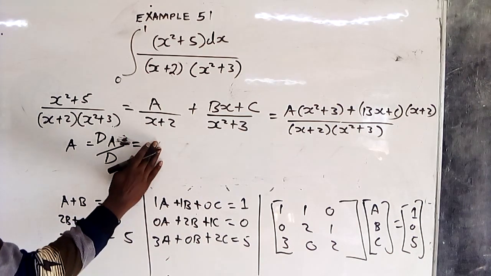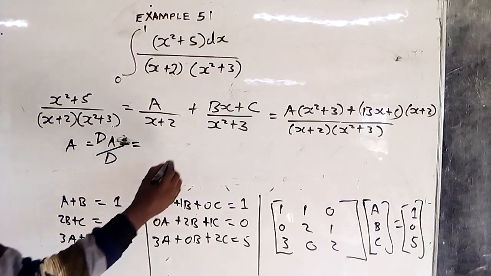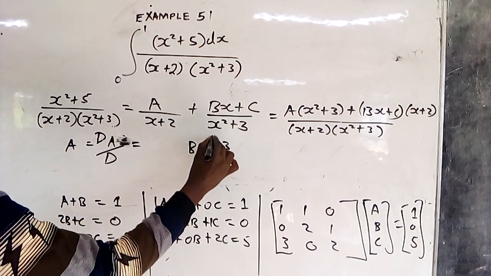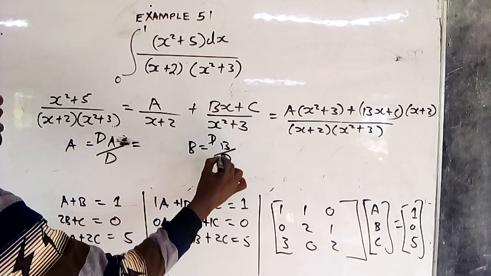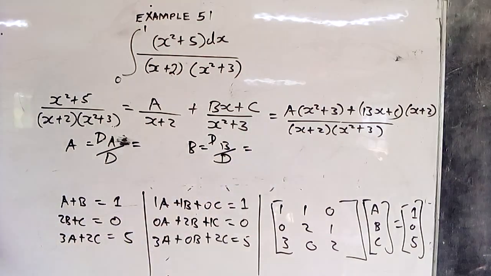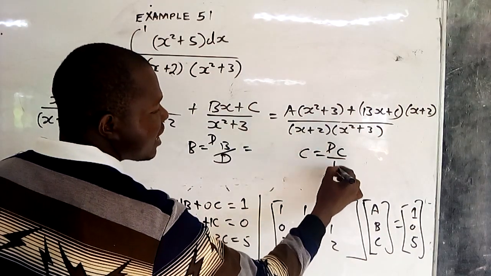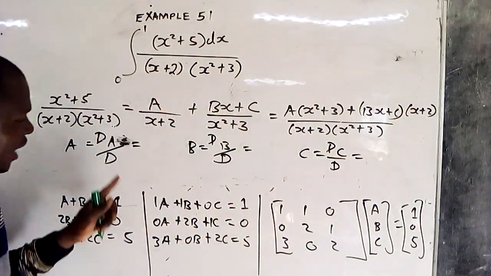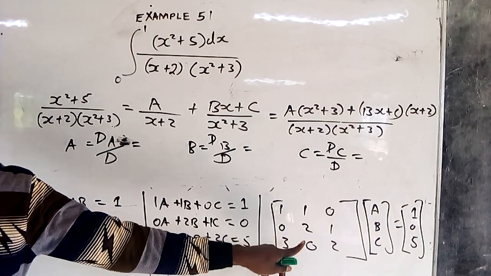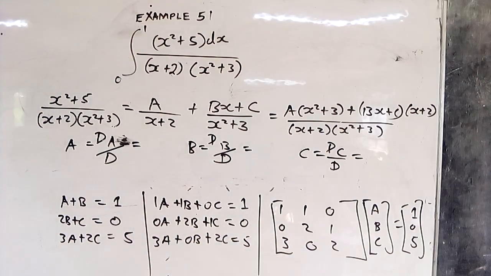So that one will give you A. Then you get your B the same way: B is equal to D of B over D. You get that. Then the next one is C is equal to D of C over D. So get me the determinant of this coefficient matrix D. From the calculator, what do you have?